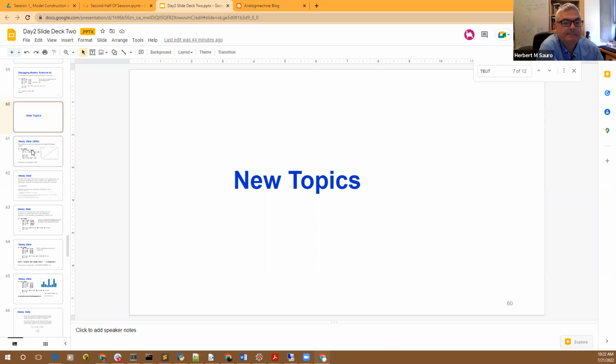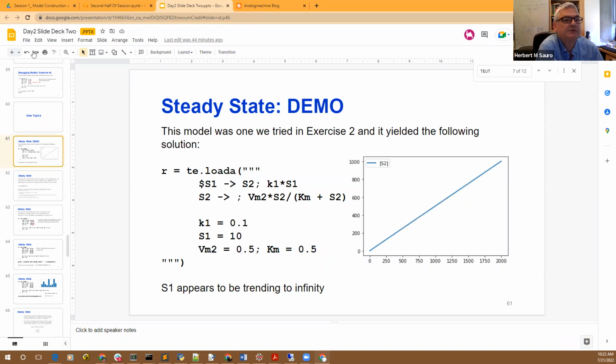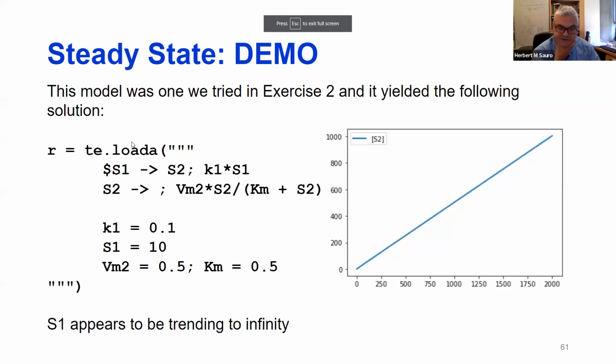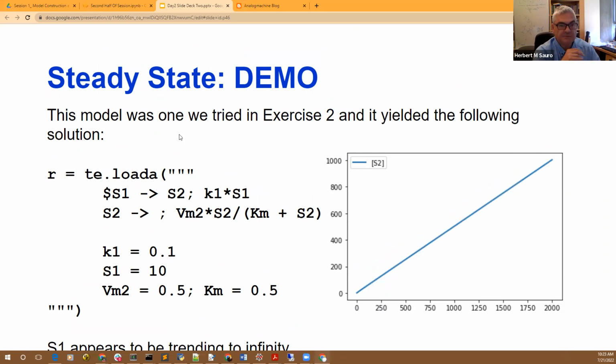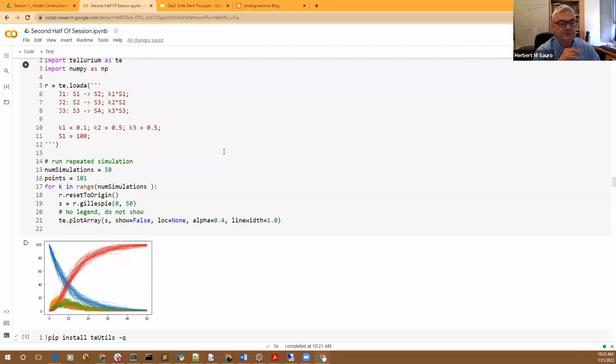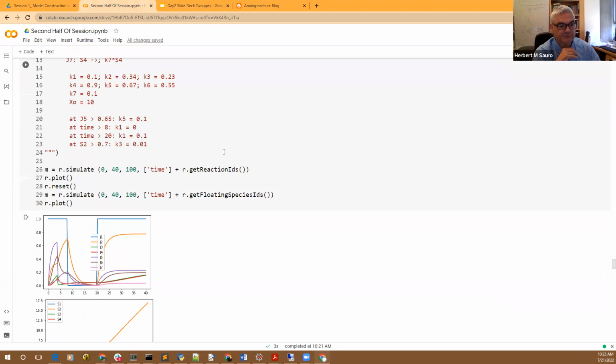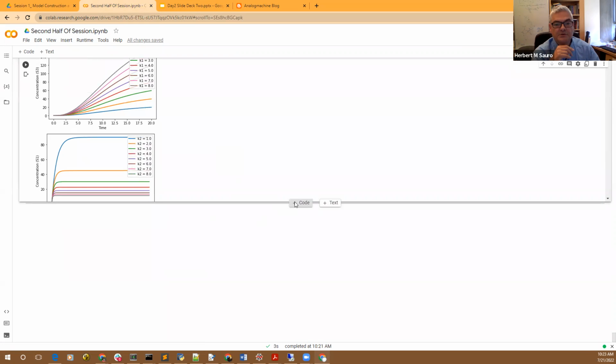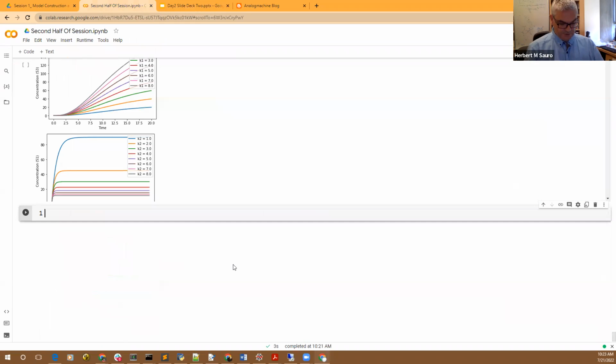So the first topic is the steady state. I guess the best way to do this is to actually do a demo. So let's go to the bottom of this and do an actual demo. I'll save all this to the drive. Okay, so what I'm going to do now is load a model.